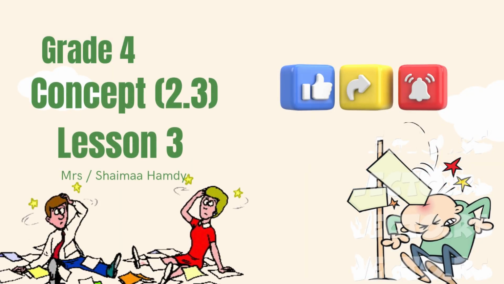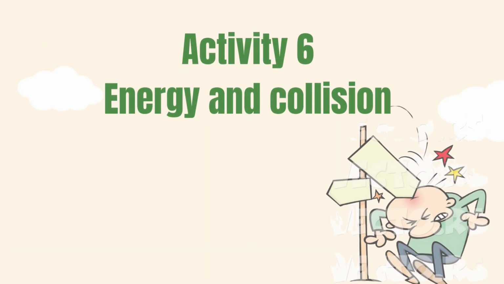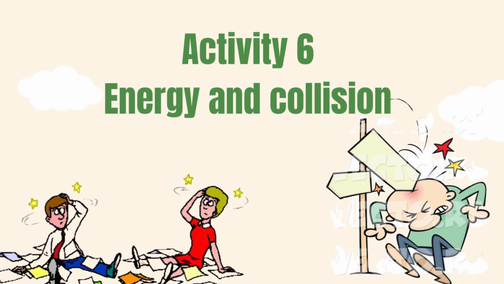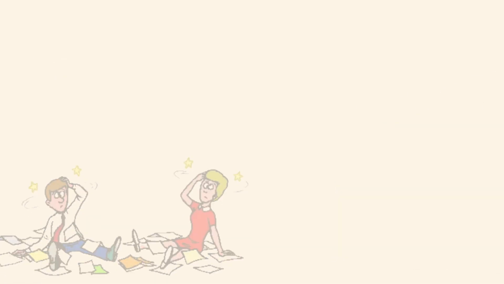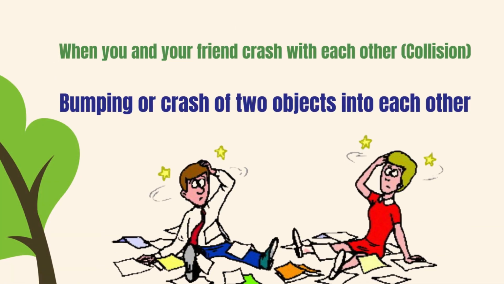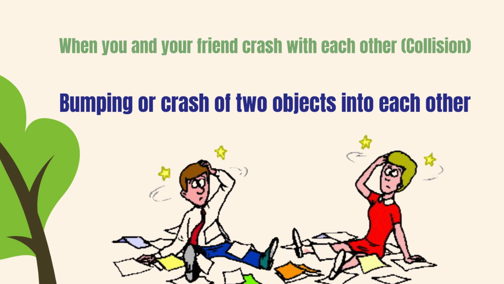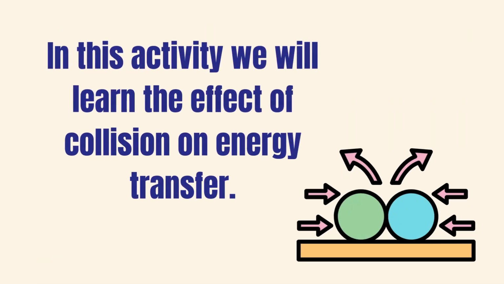We have activity 6, energy and collision. Remember what we said in lesson 1? Yes. When two objects bump or crash into each other, this is collision. As when you and your friends crash into each other, this is collision. And in this activity, we will learn the effect of collision on energy transfer.